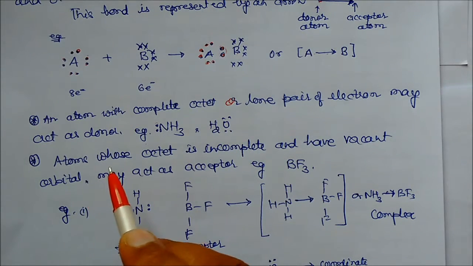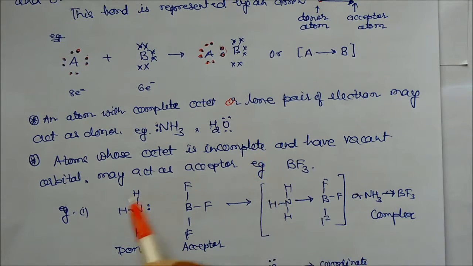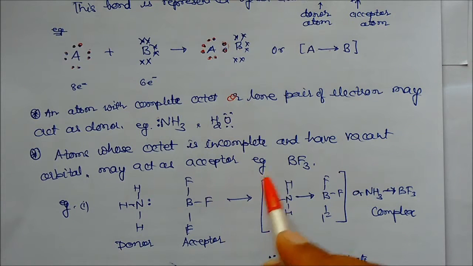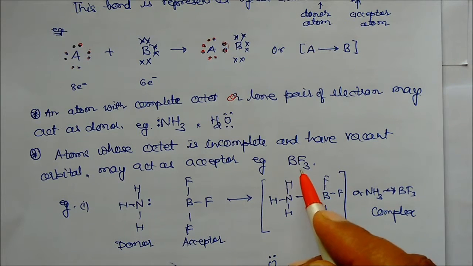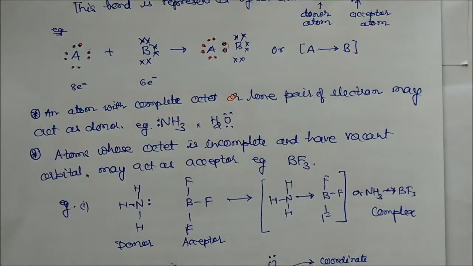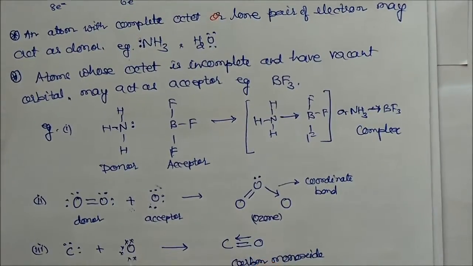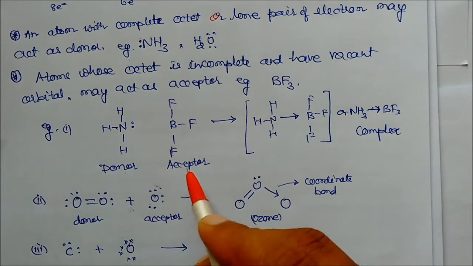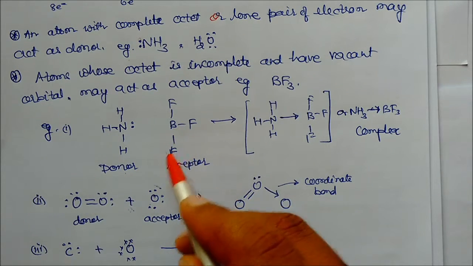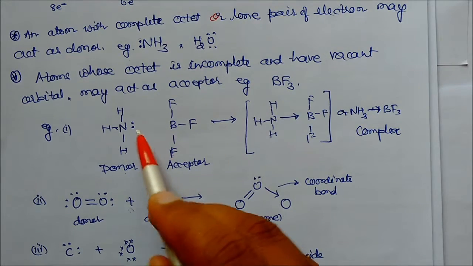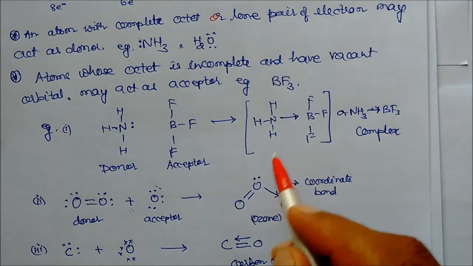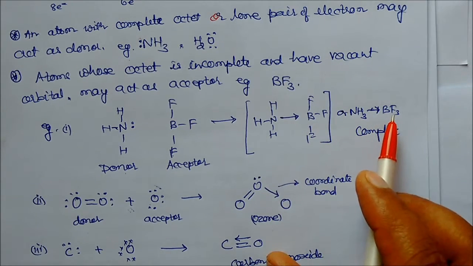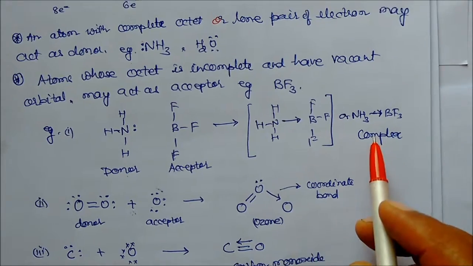Again, atoms whose octet is incomplete and which have vacant orbitals may act as acceptors. For example, BF3 has vacant orbitals. You can see one example, ammonia and BF3. Ammonia has a lone pair of electrons, so it acts as a donor, but in BF3 boron is deficient in electrons, so it acts as an acceptor. The lone pair is given to boron like this. These 2 molecules become one complex, called the ammonia boron fluoride complex.